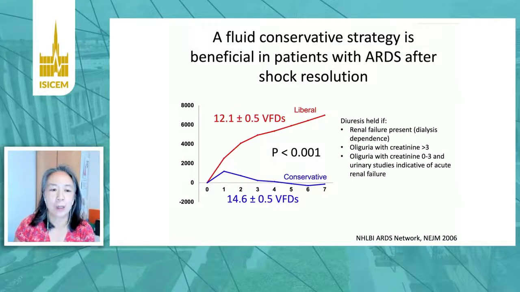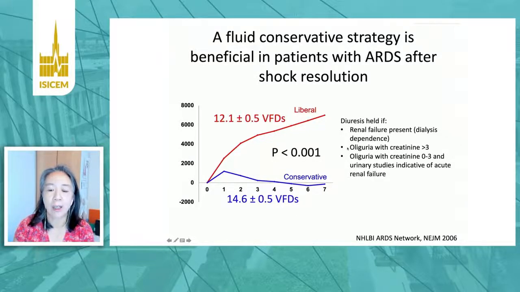We know that a fluid conservative strategy is beneficial in patients with the acute respiratory distress syndrome after the resolution of initial shock. This is data from the FACT trial. You can see here that patients treated with the fluid conservative strategy had an approximately even fluid balance over the first 7 days of the trial compared to patients in the standard fluid liberal arm who had an approximately 7-liter positive fluid balance over the same time. This resulted in a statistically significant difference in the number of ventilator-free days, with better outcomes in the patients in the fluid conservative arm. This was very statistically significant.